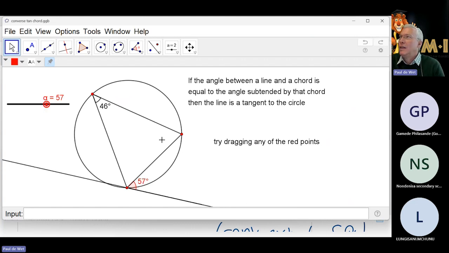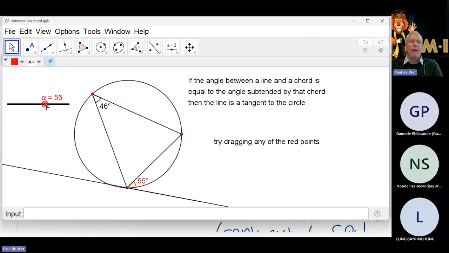To prove the cyclic quad, we're going to use the converse of the tan chord theorem. So guys, look at this theorem. At the moment, is this line a tangent? What would I have to make this red angle equal to make it a tangent?